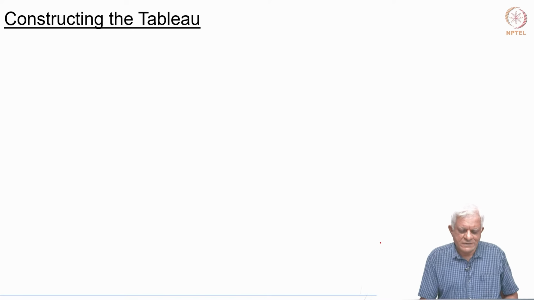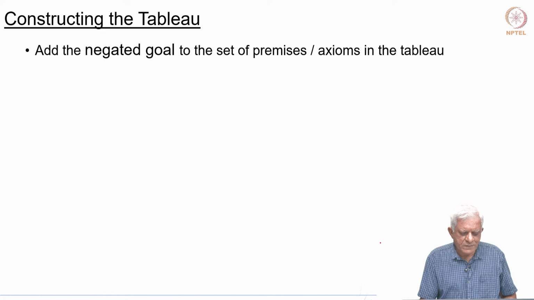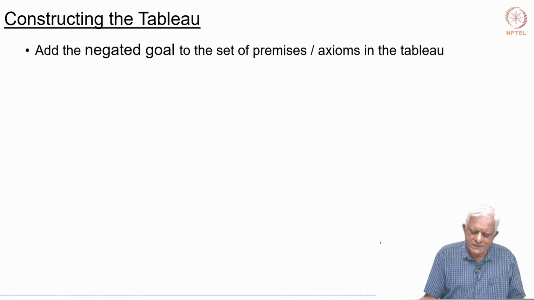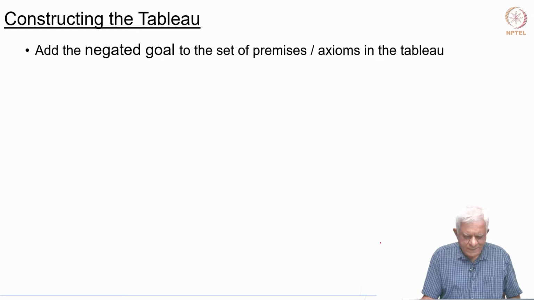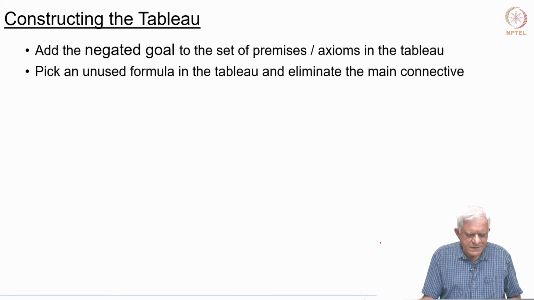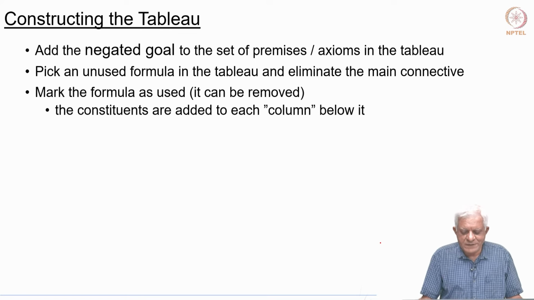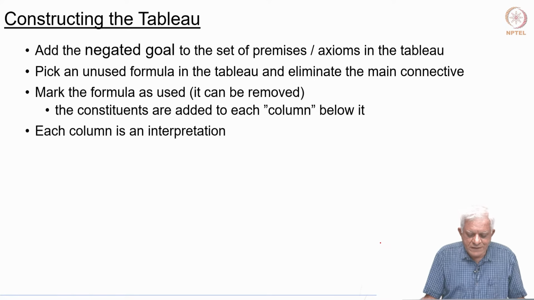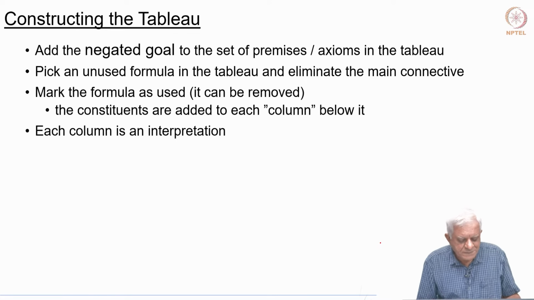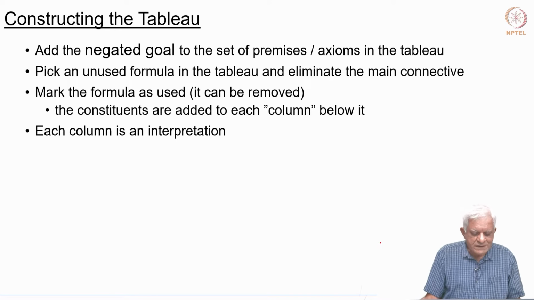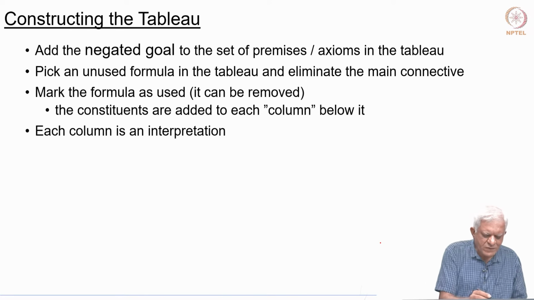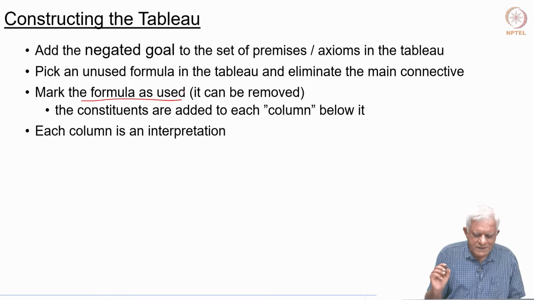So, let us see how the tableau is constructed. Add the negated goal to the set of premises. We have already discussed this, right. Pick an unused formula in the tableau. Tableau is this pictorial diagram that we are trying to construct, and eliminate the main connective essentially. After you have eliminated the main connective, we can mark that formula as used, and we will see this in an example, it will become very clear. And we can in fact throw it away, we do not need it anymore. So, we mark it as used, it can be removed.